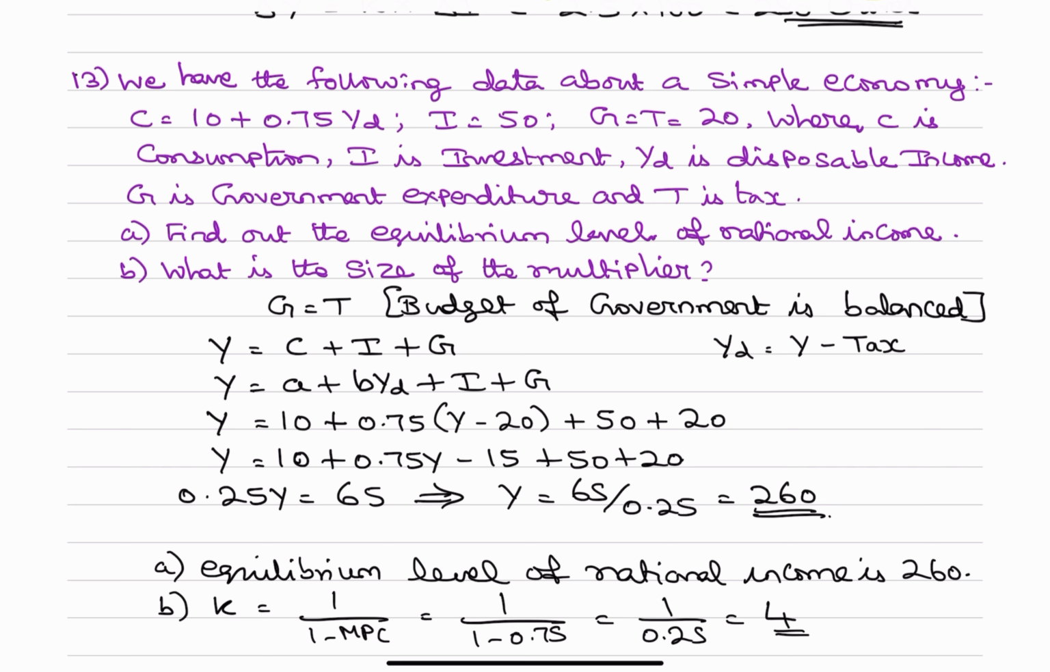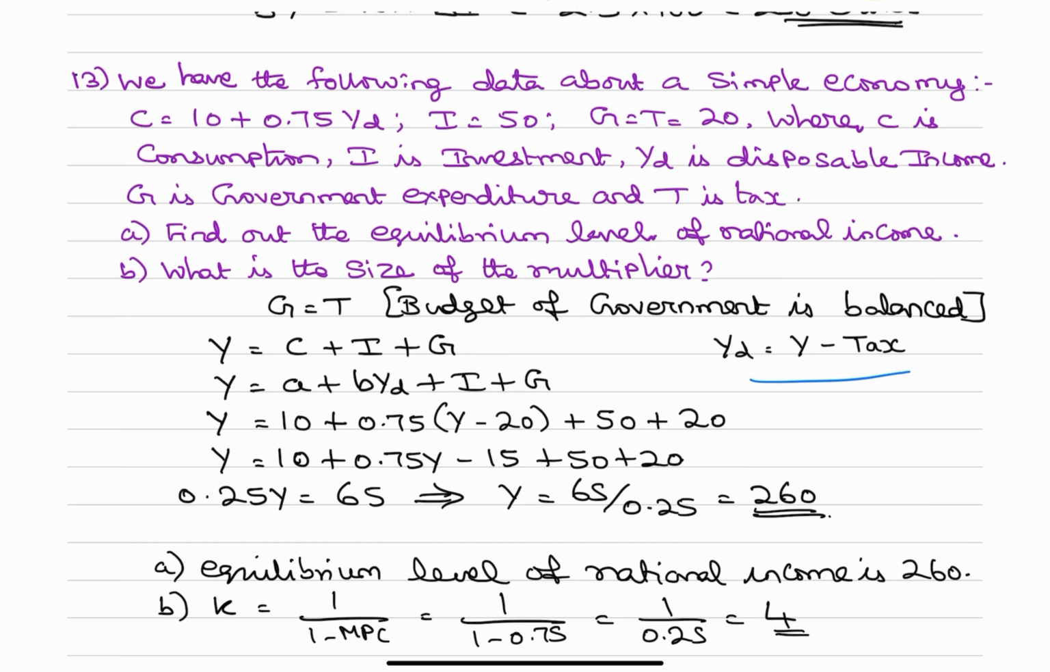That is disposable income is equal to income minus tax. G is government expenditure and T is tax. Find out the equilibrium level of national income. What is the size of the multiplier? As G is equal to T, budget of government is balanced. There is no excess or deficit.